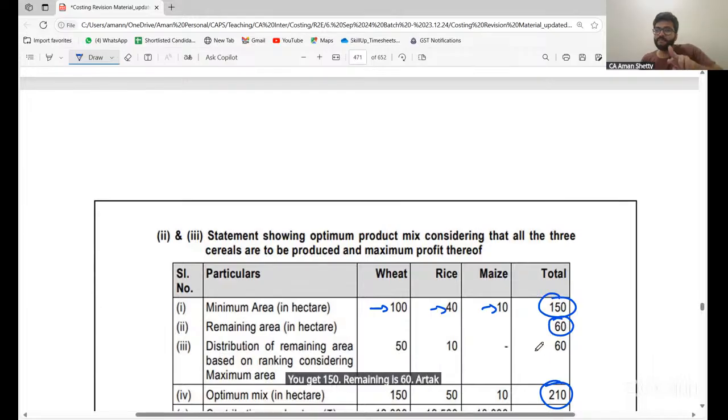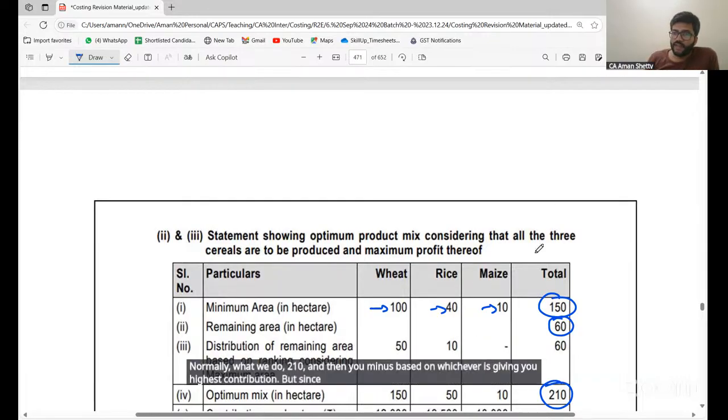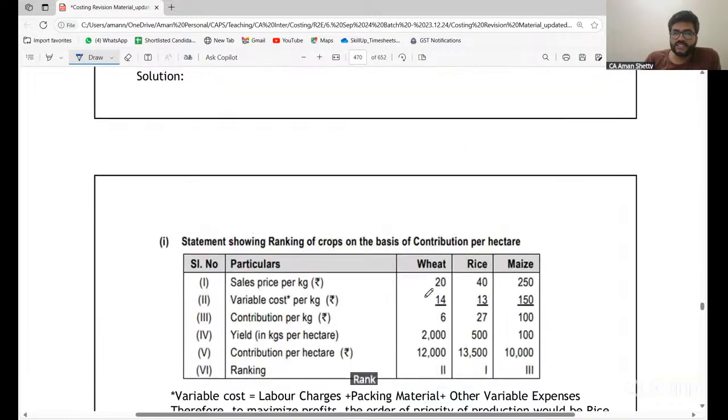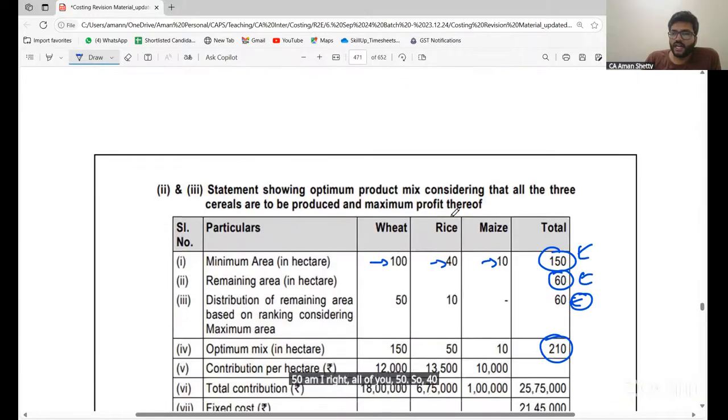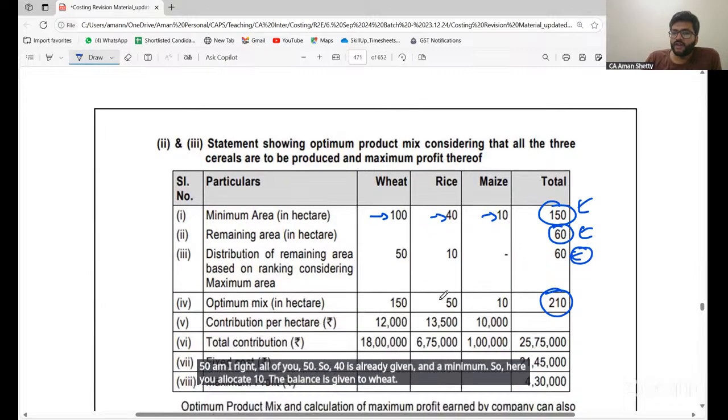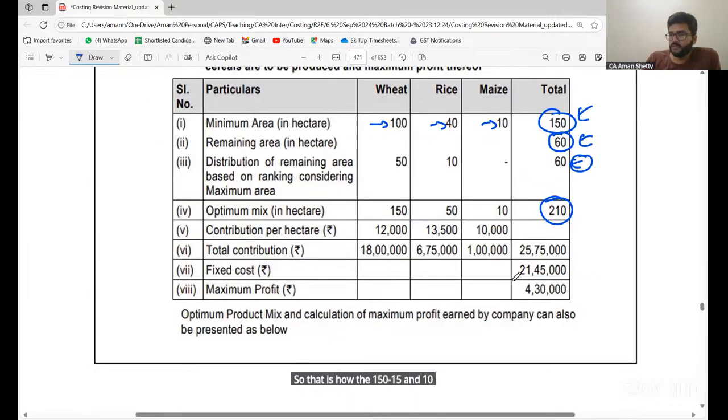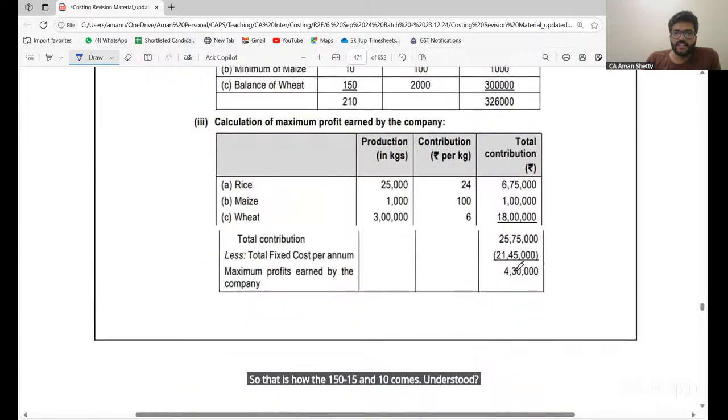This is a little bit different problem. Normally what we do is take 210 and then deduct based on whichever is giving you the highest contribution. But since minimum has to be given, first you remove the minimum. Balance is 60. This 60 you will apportion based on ranking of 1 and 2. So rank number 1 is rice. For rice, what is the maximum? 50. Am I right? All of you? 50. So 40 is already given under minimum, so here you allocate 10. The balance is given to wheat. So that is how the 150, 50, and 10 comes. Understood? That is what is different in this problem.